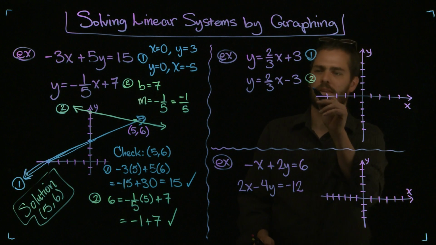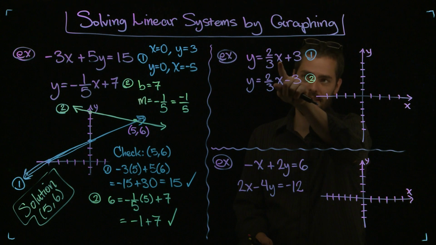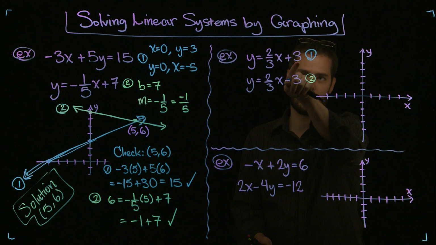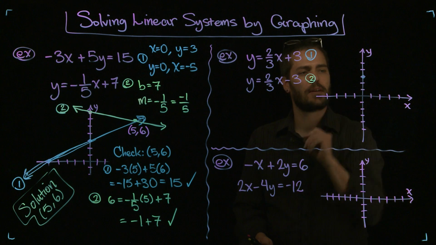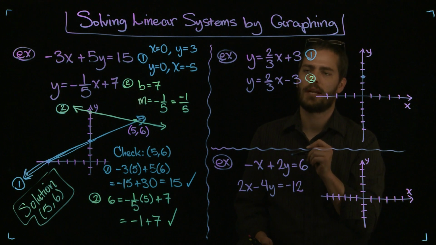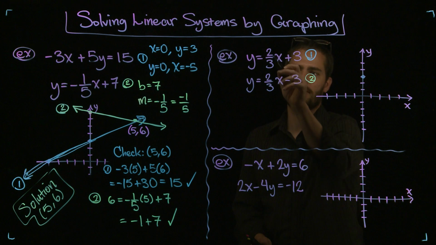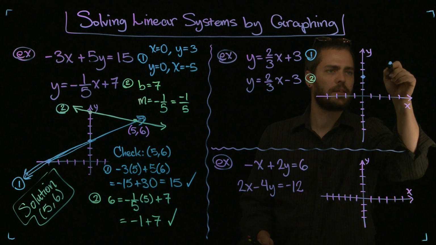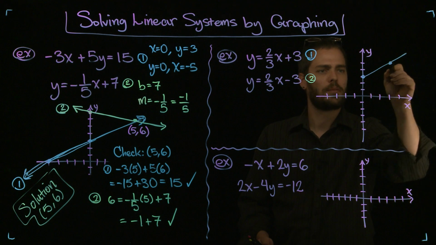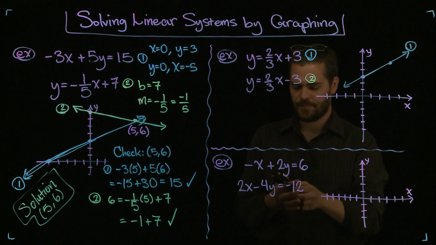So line number 1, I'm going to start out at the y-intercept. The y-intercept is this guy right here. And you can see that because when x is equal to 0, y is equal to 3. That's the y-intercept. 1, 2, 3, put a point right there. Now instead of trying to find the x-intercept, I'm going to use the slope, 2/3, so go up 2 over 3, put a point about right there, and make a nice smooth line. And that's my line number 1.